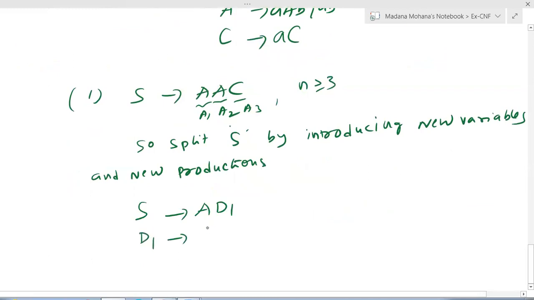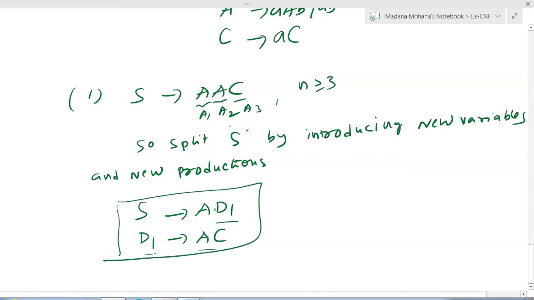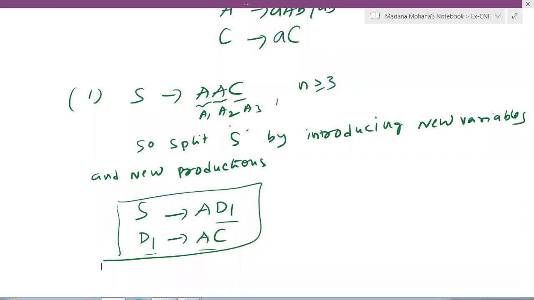Suppose AC. Again, if it contains more than 3 variables, again you can split into 2. But here AC contains only 2 variables. So AC is in the required form. Now S derives A D1. Here D1 is the new variable. Then D1 derives AC. Therefore, these are all in the required form. Why? Because the right hand side contains 2 variables. S derives A D1. Then D1 derives AC. Again, the right hand side contains 2 variables. Therefore, this is in the required form.